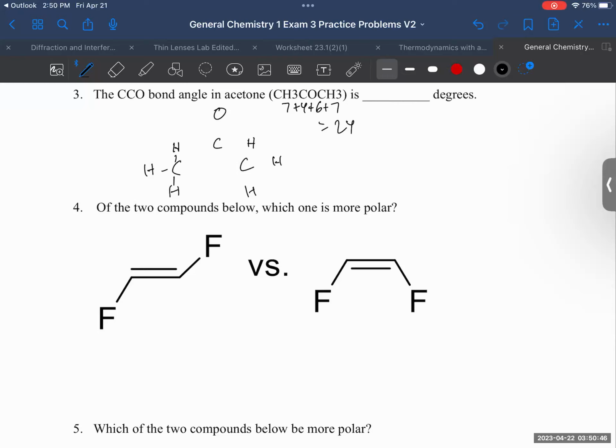You wouldn't connect these two carbons because remember the carbon with the oxygen on it is your central atom. You only draw bonds to the central atom, not between your other surrounding atoms. So that's 2, 4, 6, 8, 10, 12, 14, 16, 18. So that's 24, that's 6 electrons left. So now you need 1, 2, 3, 4, 5, 6 to satisfy that oxygen, then 7, 8 to satisfy this carbon. So we're deficient 2 electrons.